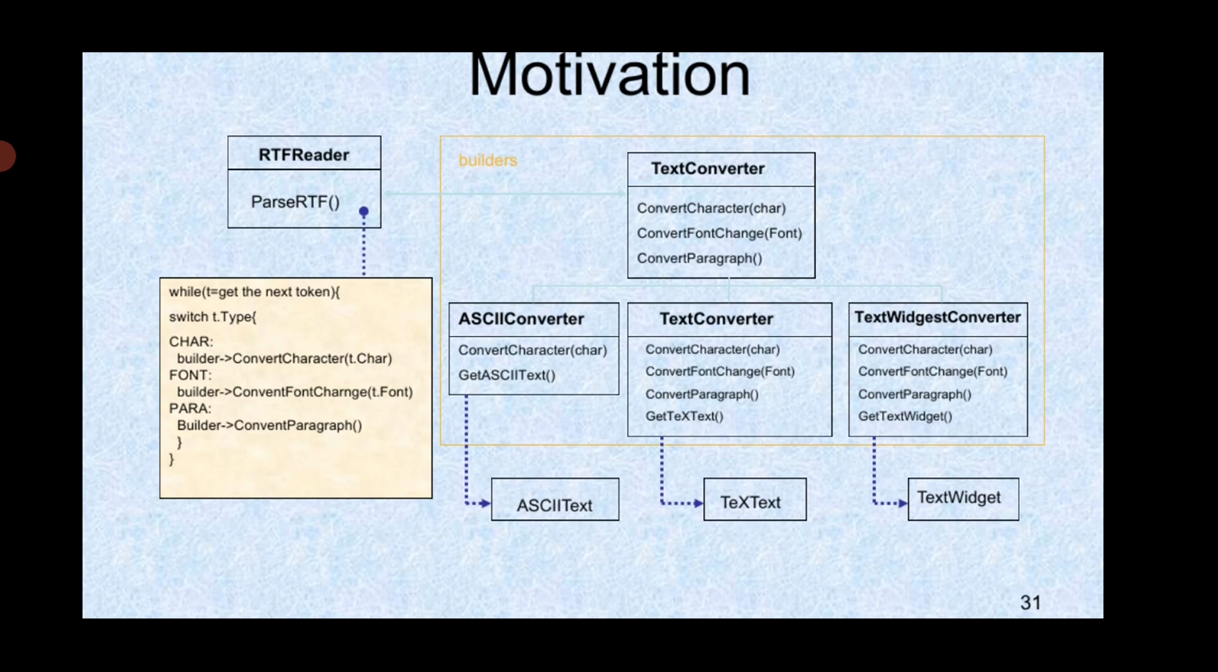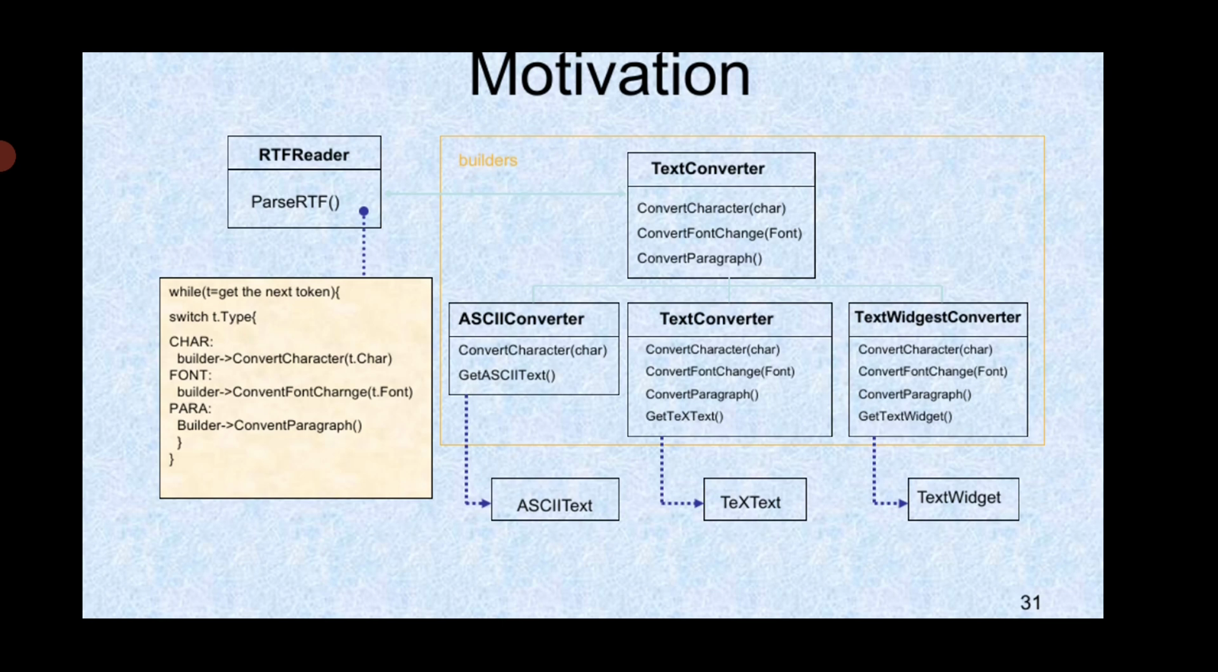Here each text converter class is called a builder in the pattern, and the reader is called the director. Look at this diagram, which explains it. Each converter class is called a builder in this pattern, and the reader is called the director. We apply one example here.